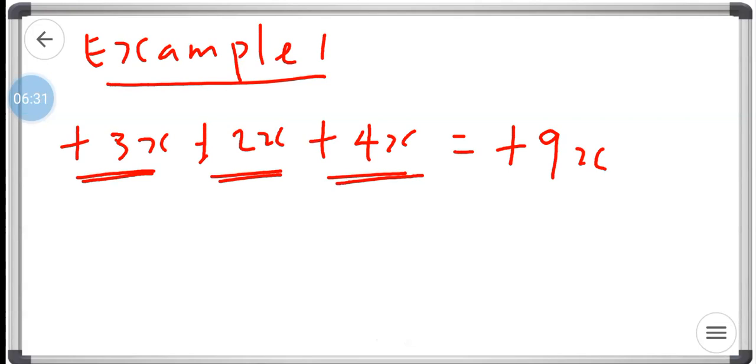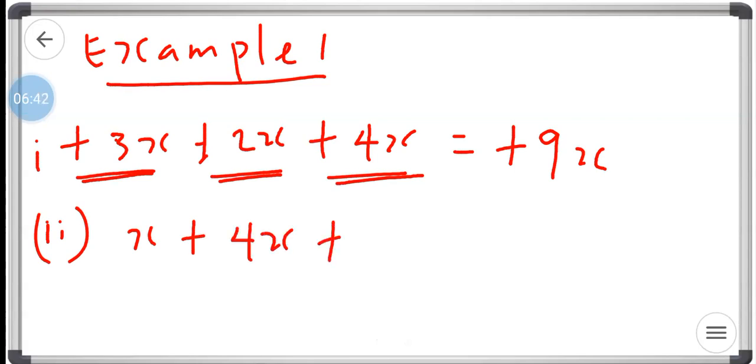Now let's consider the next one. Let's call this one 1i: x plus 4x plus 9x. Don't forget that we are still using the addition sign and the rules of addition. Here we have x plus 4x plus 9x. If you look at these terms, you see that they are like terms. We have the first term, the second term, and the third term.